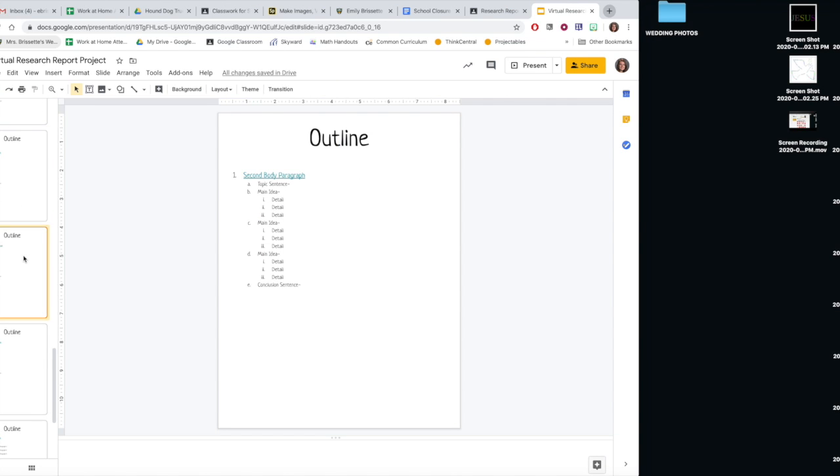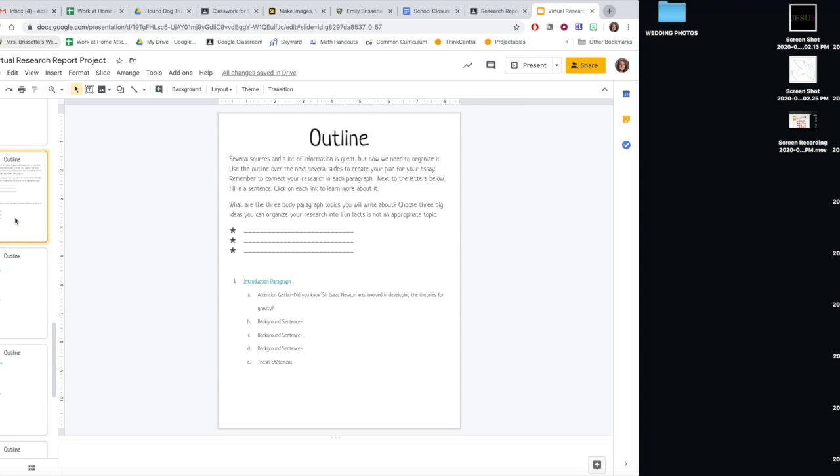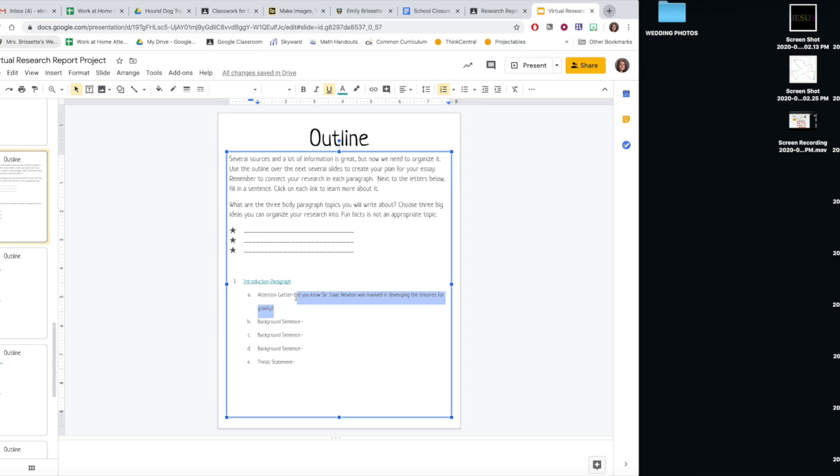Then your second body paragraph, third body paragraph, and your conclusion. You'll be typing directly into this document so that you have your entire outline of your essay by the time you're done. So that's what you're working on today for writing. Let me delete this before I forget. I put it there. But like I said, if you didn't finish the research, go ahead and work on that first.